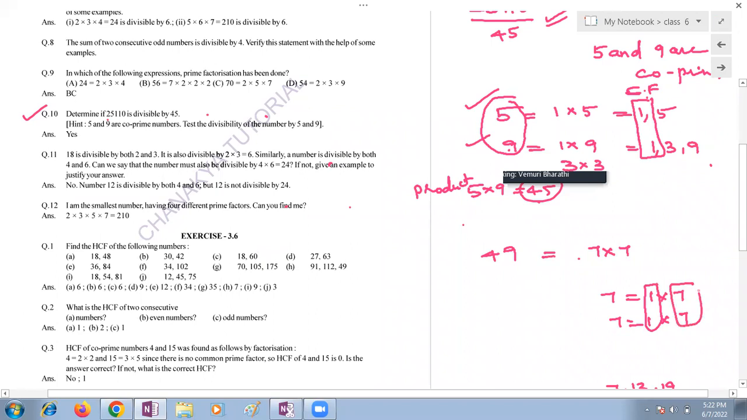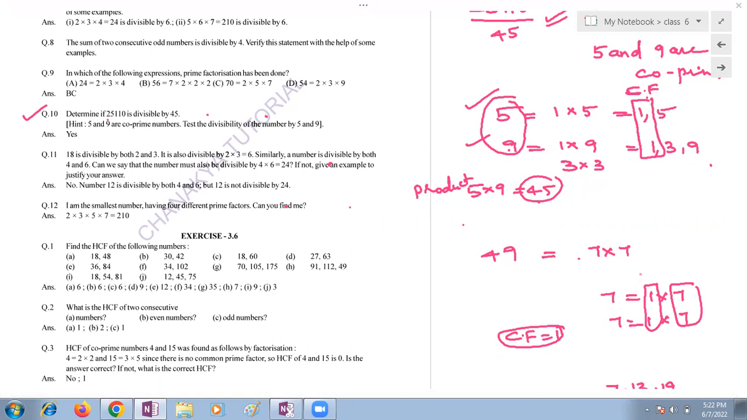What are the common factors? 1 and 7. But what we need is that the only common factor should be 1, and no other number. So this case fails. We cannot say that if the 7 rule is true, then the 49 rule is also true. We cannot say that. So a square or cube cannot work.